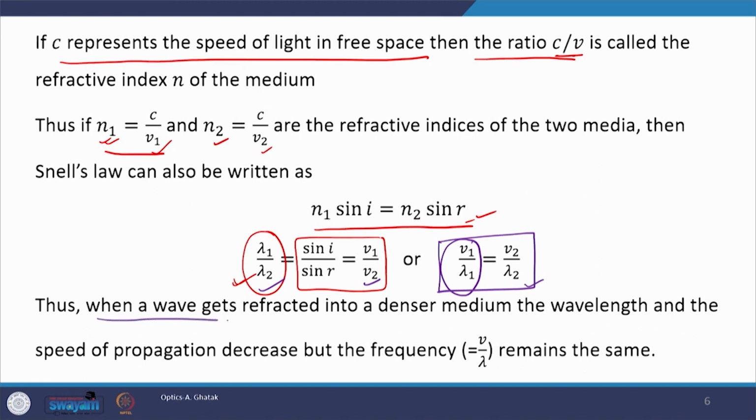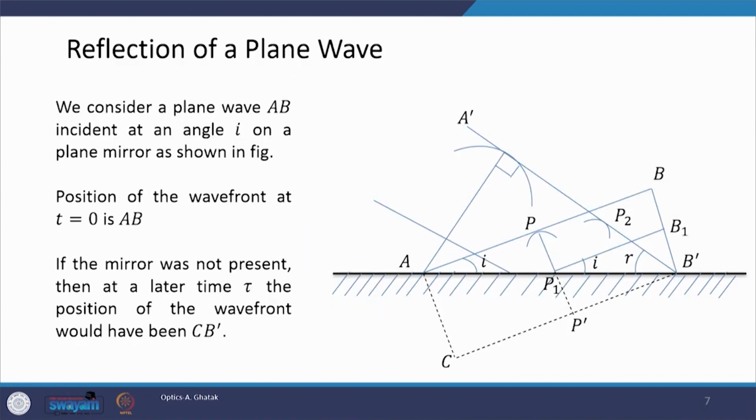When a wave gets refracted into a denser medium, the wavelength and the speed of propagation decrease. But this ratio V by lambda remains the same, and we call this the frequency of the source. It is a property of the source. V by lambda represents a quantity which we name as frequency, and this is the property of the source. It does not have to do anything with the medium. It is not a property of the medium. This is all about refraction, and we fully explained the phenomenon of refraction using Huygens principle.